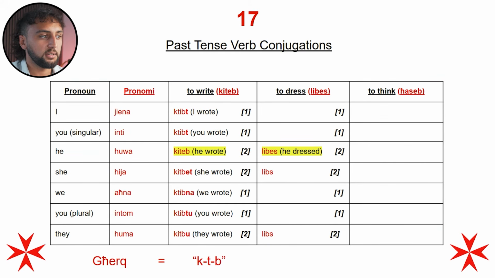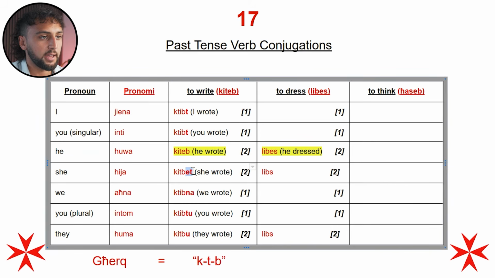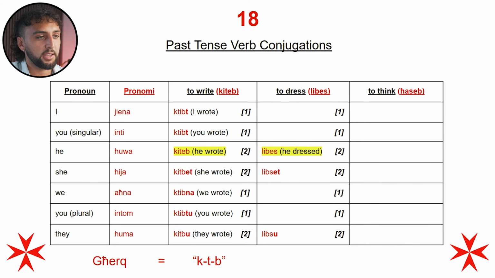And now all we need to do is add the appropriate suffixes, which for hia is et, and for huma is u. So let's do that as well. So there you go once more. These are the final conjugations for she dressed and they dressed. We have lipset and lipsu.